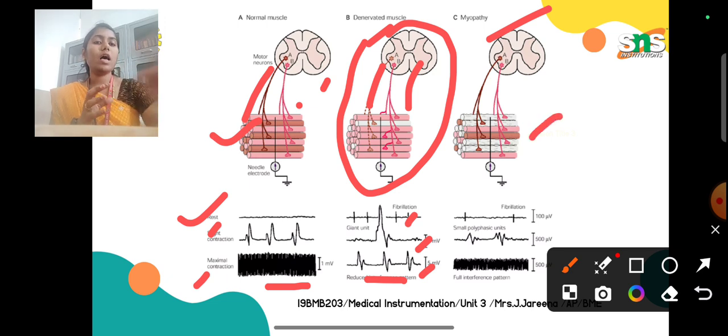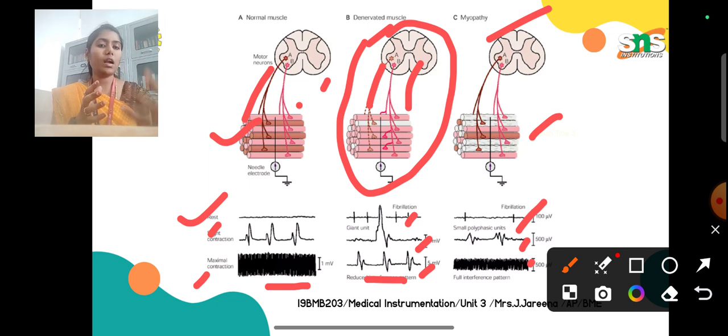And the last one is myopathy. Myopathy is the condition where the muscle is damaged, whereas the two nerves are in good condition. Since the muscle is not working properly even though the nerves are good, the muscle will not have proper contraction and relaxation. So you can see those changes in the waveform. So this is the comparison: you can see normal muscle with denervated or myopathy muscles, and the waveform also shows the changes here.